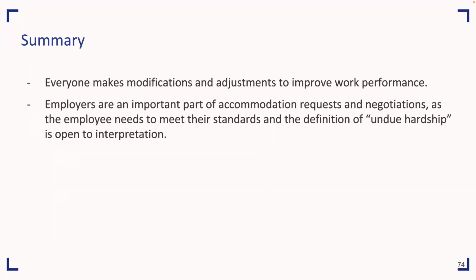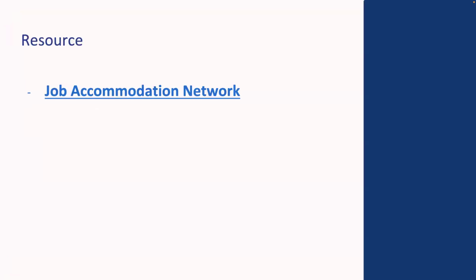In summary, everyone makes modifications and adjustments to improve work performance. Employers are an important part of accommodation requests and negotiations, as the employee needs to meet their standards and the definition of undue hardship. This is often open to interpretation. One helpful resource to support the customer is the Job Accommodation Network.